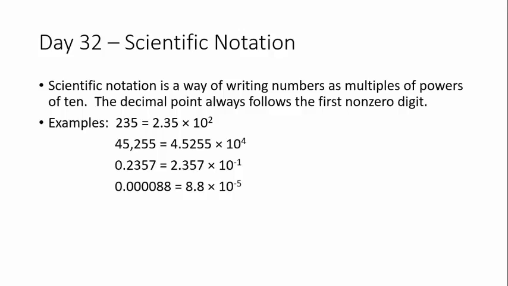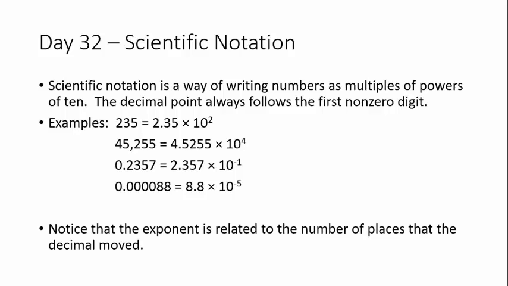And finally, you'll notice that we have this decimal representing a very small number. You've got your decimal point, then there are 4 zeros following it, and then 88. We move the decimal point so that there's one non-zero digit to the left of the decimal. That gives us 8.8. And we move the decimal point 5 places to the right. So our exponent is -5. 8 8/10 times 10 to the -5. All right. So again, notice that the exponent is related to the number of places that the decimal moved.